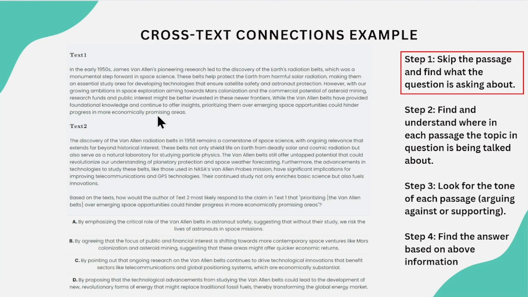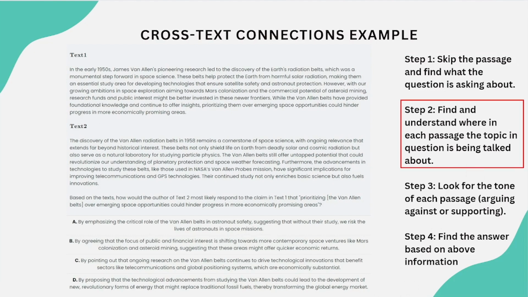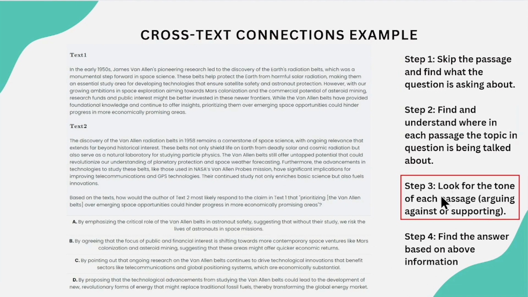So now we need to see if text 2, the author here, is going to agree or disagree with that. And we just need to understand where it's talked about in this, and then we're going to understand the tone of this passage in relation to it. So, the discovery of Van Allen radiation belts in 1958 remains a cornerstone of space science with ongoing relevance.